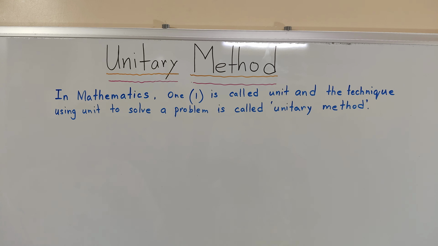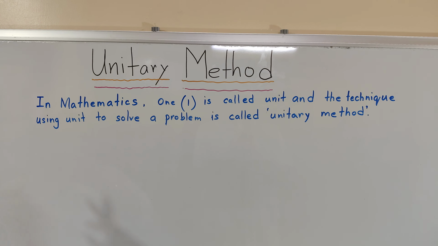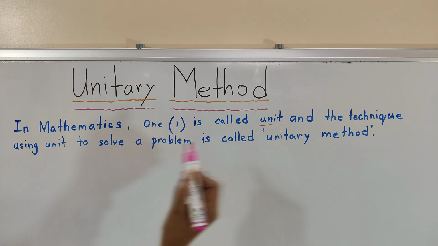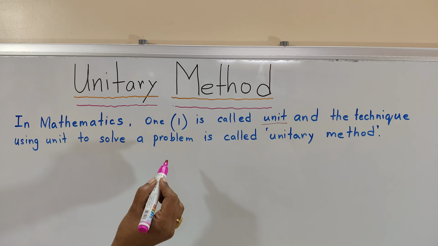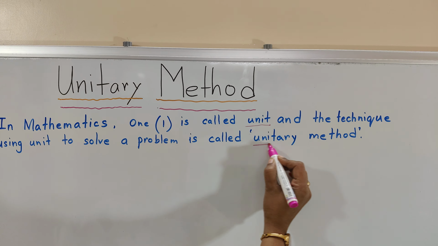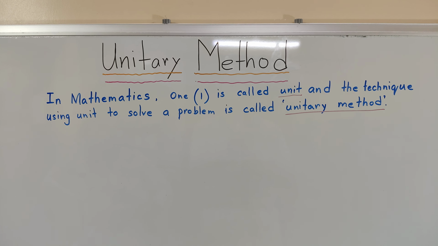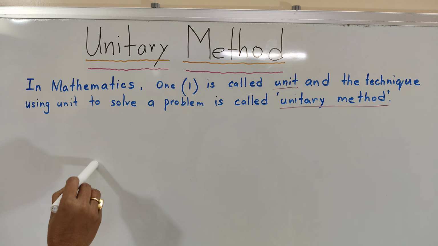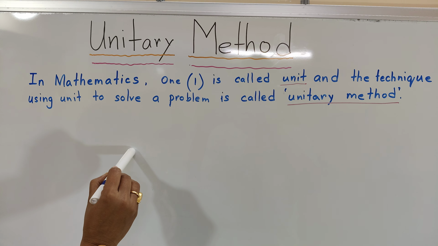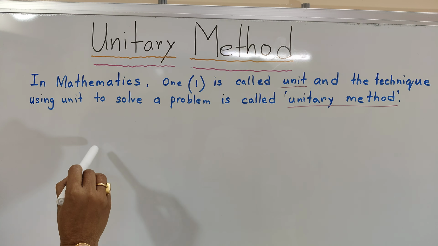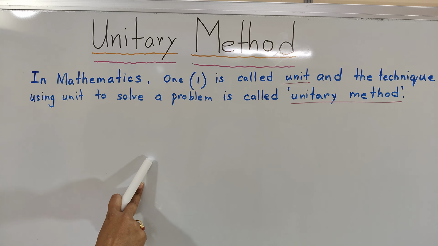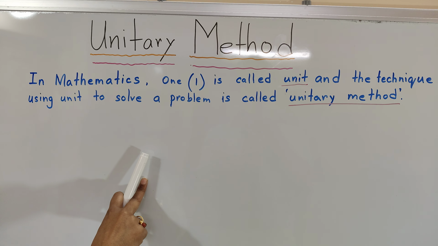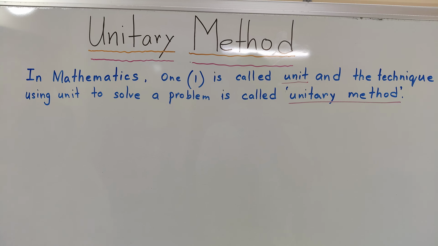Today we will discuss what is unitary method. In mathematics, one is called unit and the technique using unit to solve a problem is called unitary method. Now we will solve a word problem to see how it works. In this method, we first find the value of a unit item by division and then we calculate the required value by multiplication of the unit item by the number of given items.